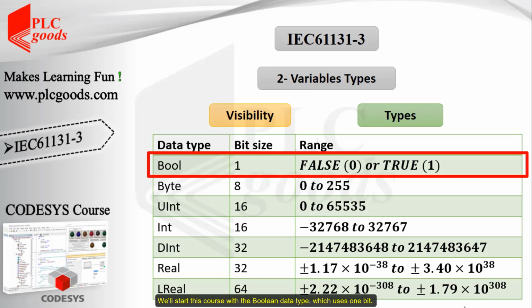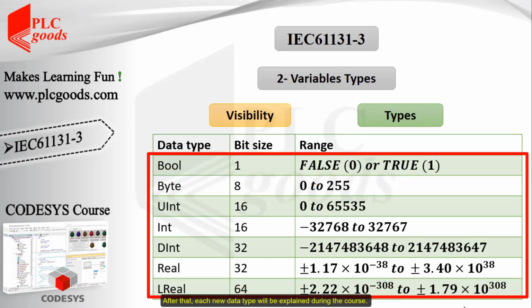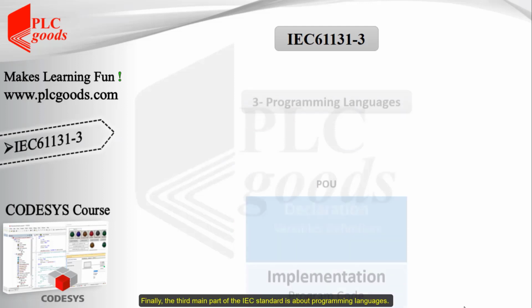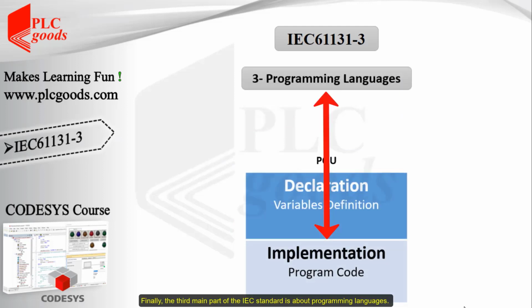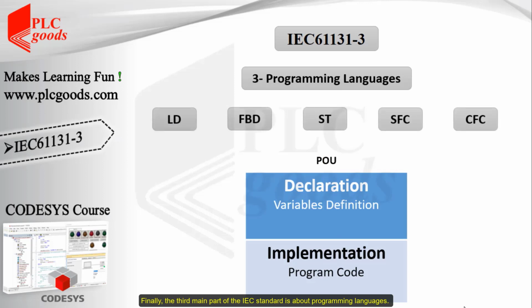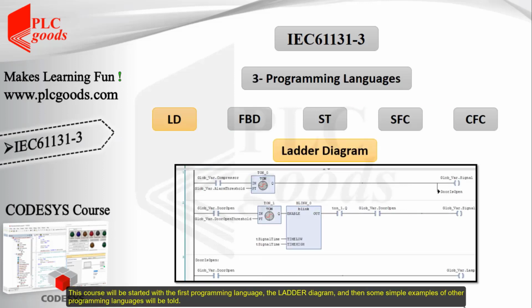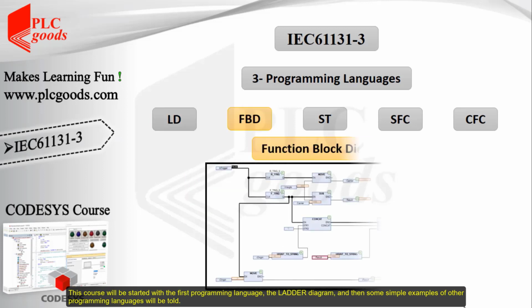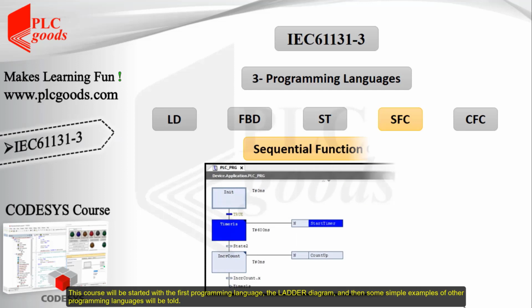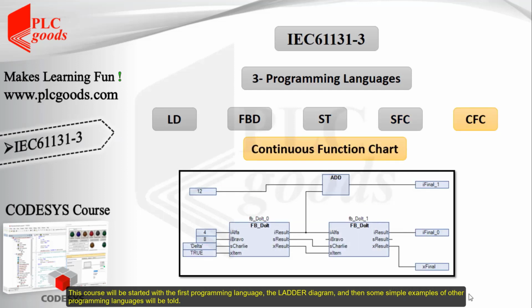We will start this course with the Boolean data type, which uses 1 bit. After that, each new data type will be explained during the course. Finally, the third main part of the IEC standard is about programming languages. Each programming language has its own features. This course will be started with the first programming language, the ladder diagram, and then some simple examples of other programming languages will be told.